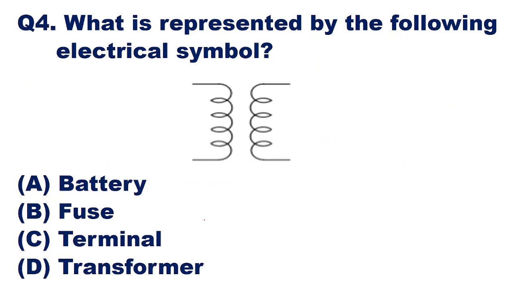What is represented by the following electrical symbols? So here we can see there are two coils shown. This is coil number 1. And this is coil 2. So coil 1 is the primary winding, and coil 2 is the secondary winding. So we know that when a voltage is applied to the primary winding, that voltage with mutual induction can be induced in the secondary winding. So here you can get the output over here. So this is the concept of mutual induction, which we use in transformers.